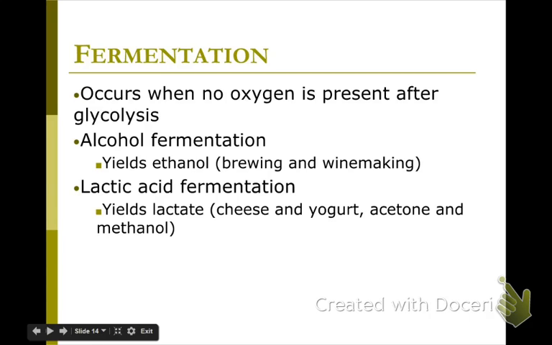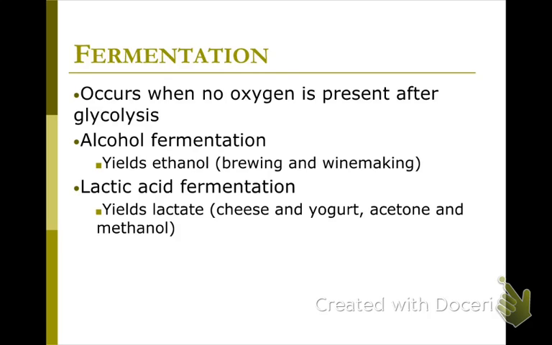Okay, so again, we're back into glycolysis. If glycolysis doesn't have oxygen to go onto the Krebs cycle, we go into fermentation. There's two main types you need to know: alcoholic fermentation and lactic acid fermentation. Alcoholic fermentation, it's used for wine making, for beer making, that kind of stuff.